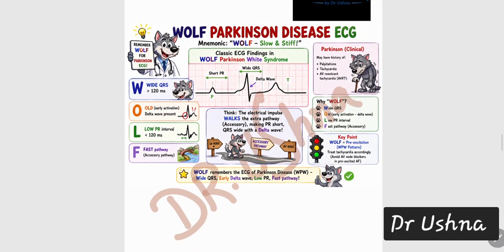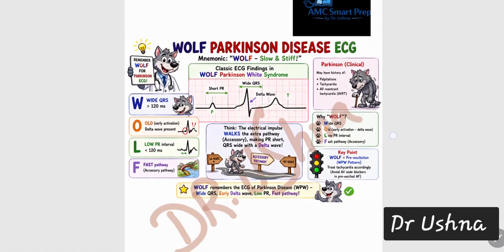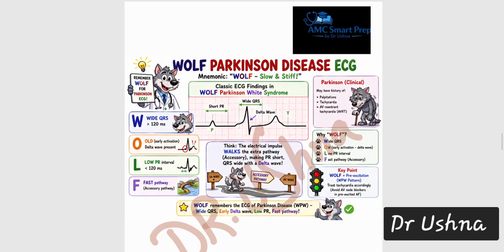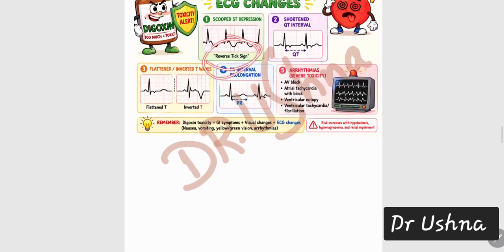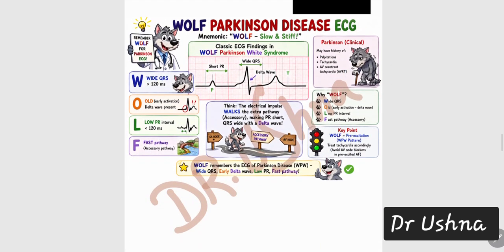Then we have another ECG that is known as Wolff-Parkinson-White disease. Again, this is a difficult ECG, but again, EMC loves to ask about the Wolff-Parkinson-White ECG, or WPW. We call it WPW. Like digoxin toxicity, where the specific finding was the reverse tick sign, WPW also has a very important sign, which is known as the delta wave. So what is the delta wave?